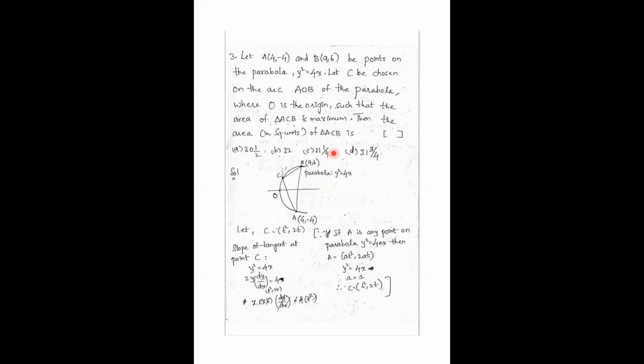To find the slope of the tangent at point C, first I need to differentiate the given equation of the parabola, that is y² = 4x. I am differentiating y² = 4x here. That is 2y dy/dx at the point (t², 2t) is equal to 4. Now y is 2t, so substitute the y value in the place of y. That is 2 into 2t dy/dx equals 4. From this we will get dy/dx as 1/t.